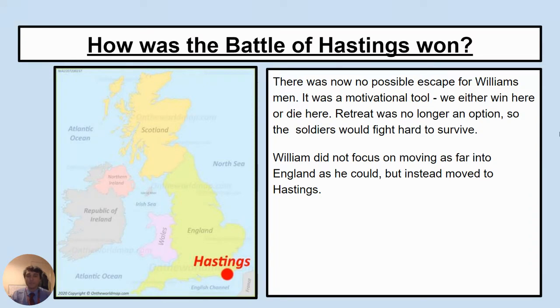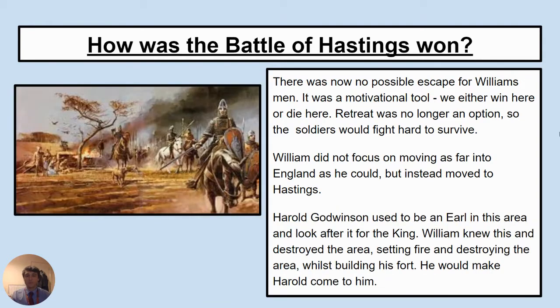Now, William did not focus on moving as far into England as he could. Instead, he said, we will move to Hastings. Why did he do that? Well, Harold Godwinson used to be an earl in this area, and he'd looked after it for the previous king. This meant Hastings was important to Godwinson. William knew this and destroyed the area, setting fire and building his fort. He would make Harold Godwinson come to him.